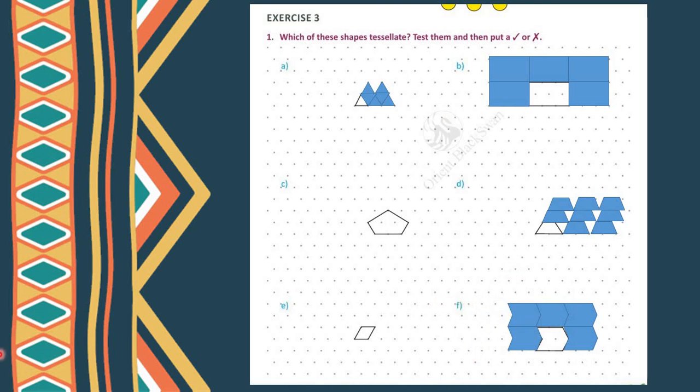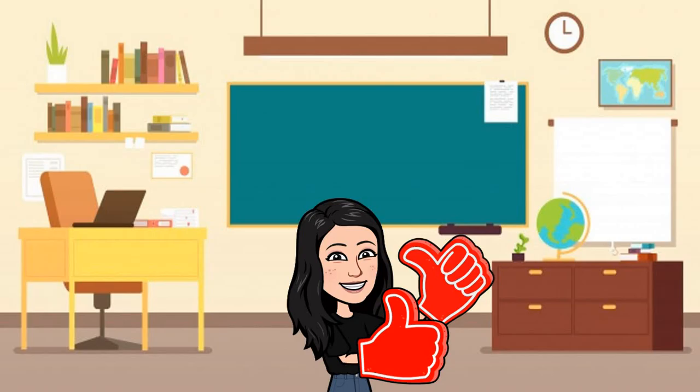Now kids, try to find out yourself that whether the shapes given in C part and E part tessellate or not. Draw the shapes repeatedly and find out whether it will tessellate or not. I hope you have understood the concept of patterns and tessellations.